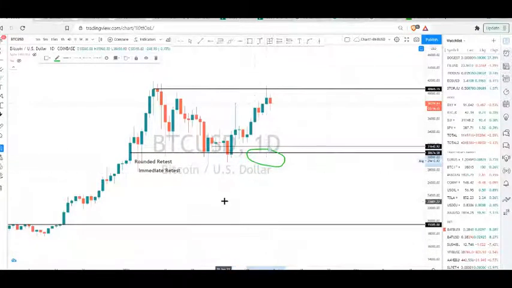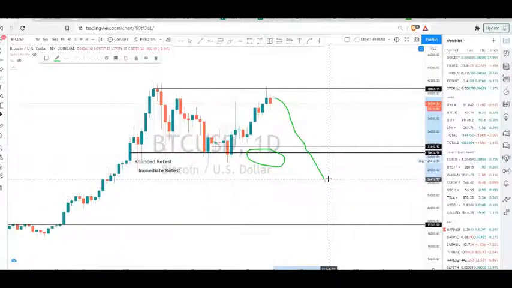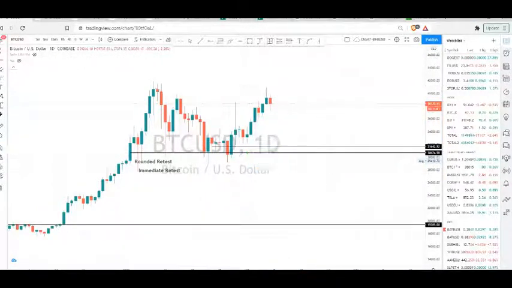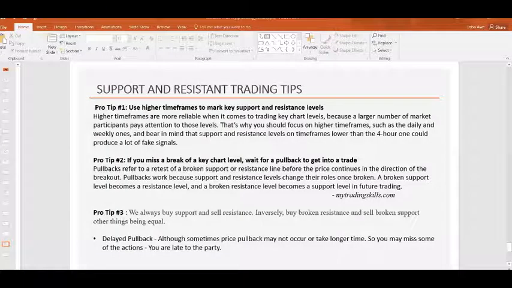It's becoming weaker. So if there should be any pullback to this level, the probability is high that it will be broken. Okay, so let's look at this tip number 3.